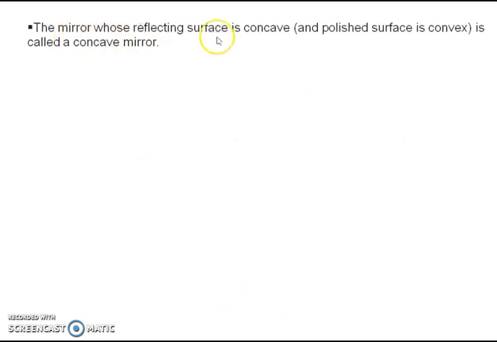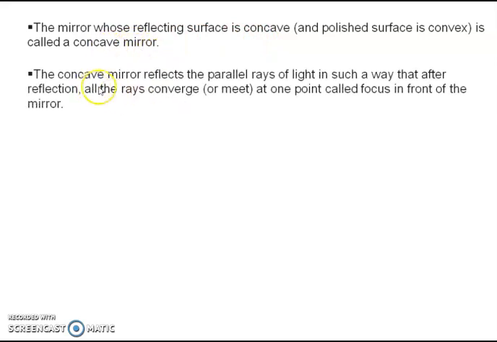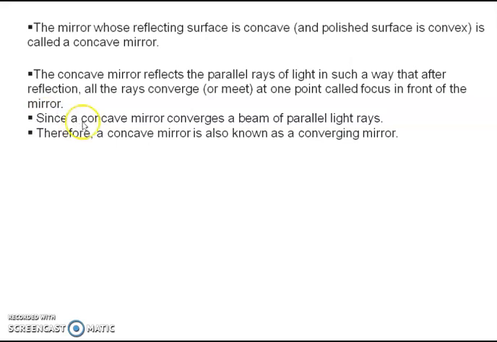The mirror whose reflecting surface is concave is called concave mirror. The concave mirror reflects the parallel rays of light, that is the incident light, in such a way that after the reflection, all of them will converge or meet at a point. That point is called focus, and that will be in front of mirror. Since the concave mirror converge or meet a beam of parallel rays, they are also called converging mirror.